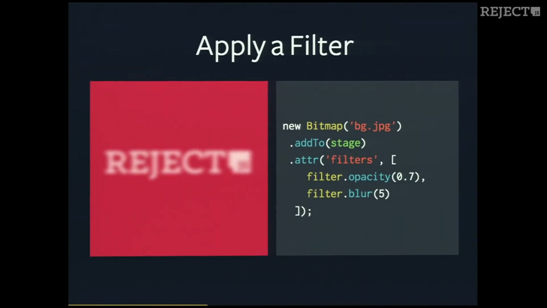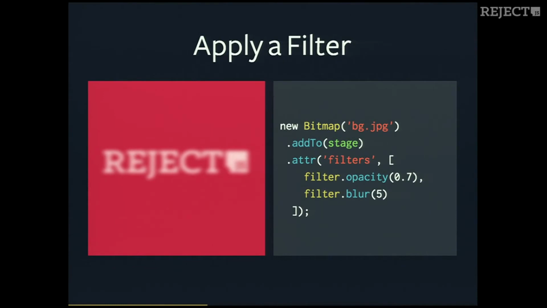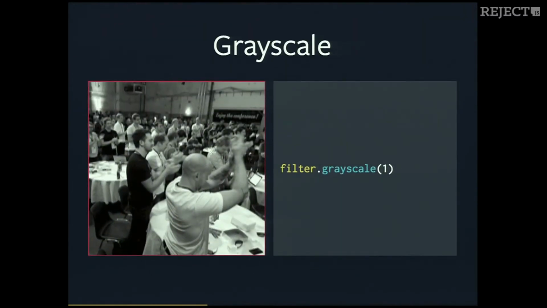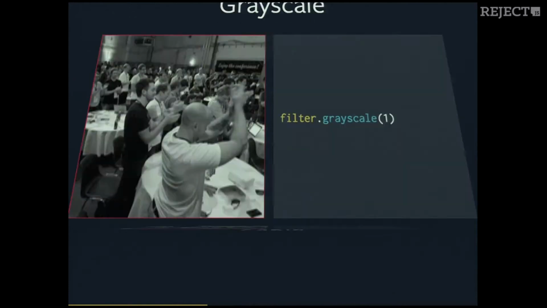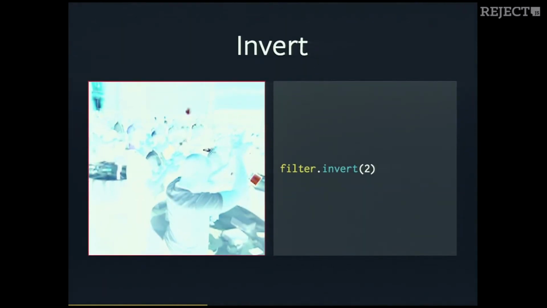So what's next? We want to put it in the background, so I decide to apply filters. One is opacity, the other one is blur. The rest remains the same. We also have other filters as well, for example, Grayscale, or Sepia, or Invert. There are others as well.